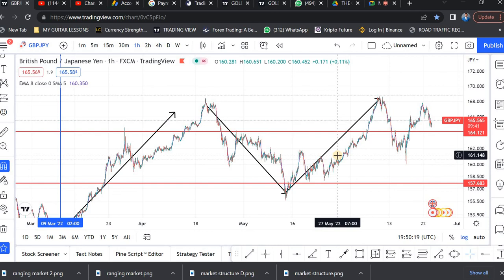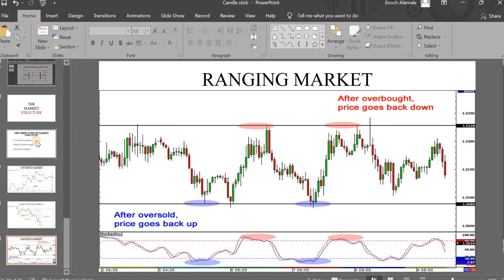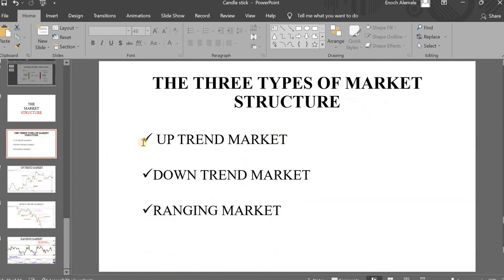Is there anyone to answer this question? How many types of market structures do we have? I know in some offices we have 3 types. Can you mention them? We have the uptrend, the downtrend, and then the ranging trend. Very good. So we have the uptrend, the downtrend, and then the ranging markets. Okay, that is a very good one there.